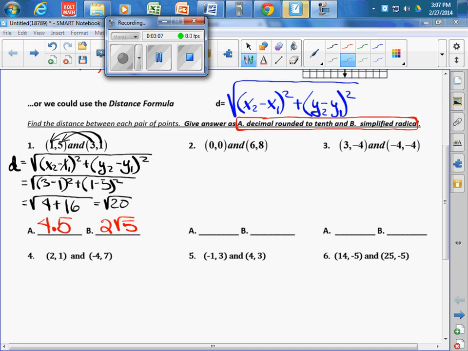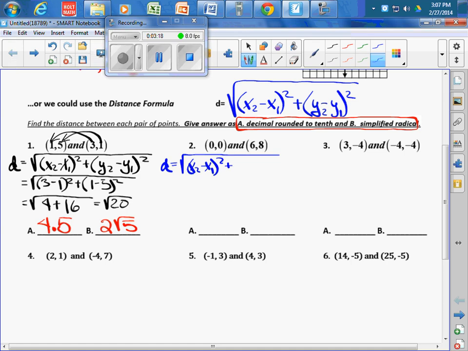Let's try number 2. The distance between those 2 points is x2 minus x1 squared plus y2 minus y1 squared. Always write down the formula first. Just helps you get used to using it, right? So we're going to have the square root of, subtract the x's, 6 minus 0 squared, plus, now subtract the y's, 8 minus 0 squared.